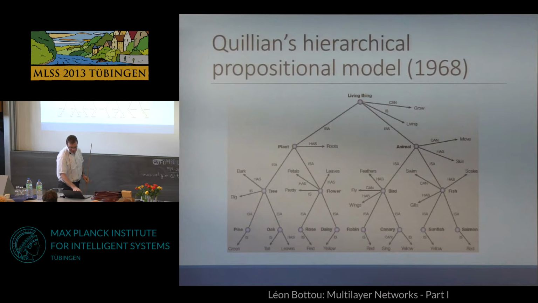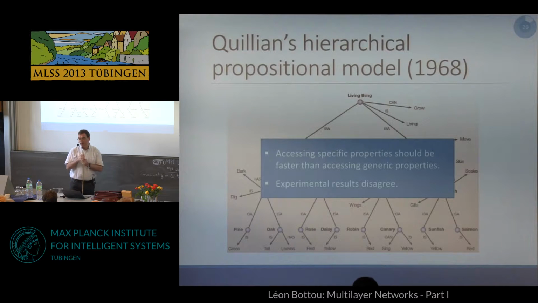Now, if you look at the psychological evidence, if this is true, then accessing specific properties should be faster than accessing generic properties. So people tried to do that, did experiments, and they're actually quite hard to do properly and control for everything. But once it was done and controlled for everything, the experiment is absolutely clear. Humans do not work that way. We're actually slightly faster accessing the generic properties than the specific ones. Can't work.